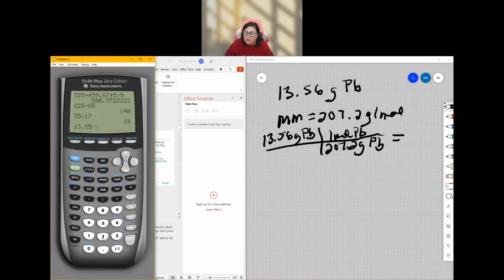13.56 divided by 207.2 gives me 0.06539, yada, yada, yada. Okay, that's a lot of numbers. Where am I going to cut it off when I write it down? Well, I need to round this. So 0.06540. Why do I say 40? And of course, it's not going to fit there. Isn't that annoying? So it is actually 0.06540, or 6.540 times 10 to the minus 1.